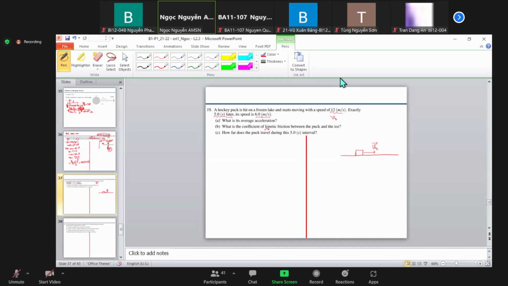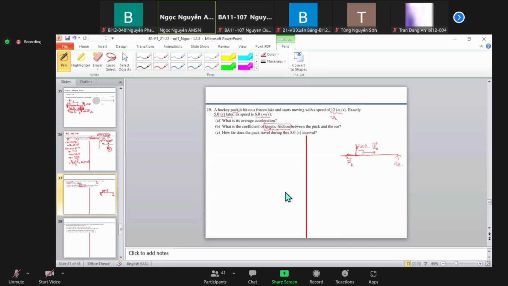Here, because this mass is moving, you have to care about kinetic friction, not static friction, between the puck and the ice. Here is the ice and here is the puck. Because it moves in this direction, the friction force will be in this direction. I call it F.